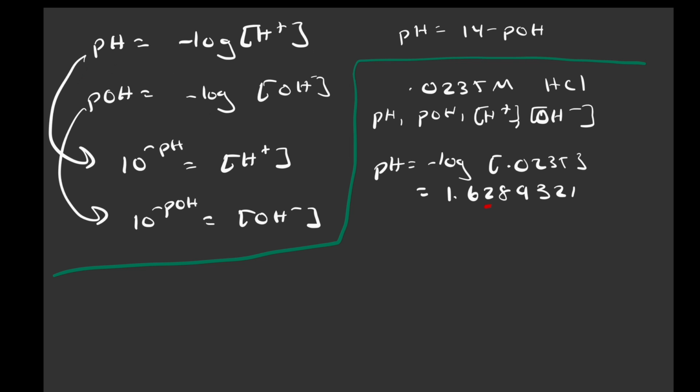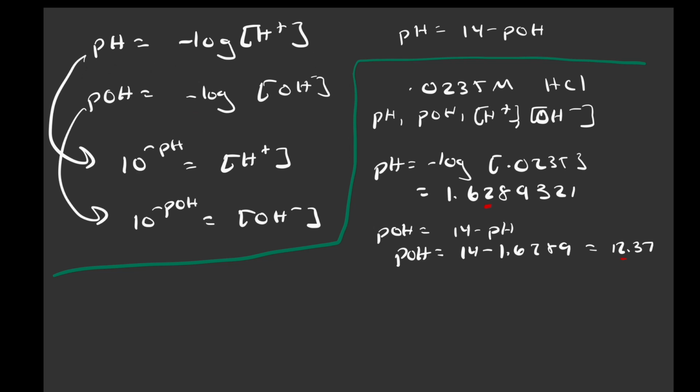So then how do we get pOH? Well, we know that pH has to be equal to 14 minus pOH. We can rearrange that equation and say that pOH is equal to 14 minus pH. If you know what pH is, now we just plug it in. So pOH is equal to 14 minus 1.6289, all of that, and that's going to get us 12.37. Keep up the sig figs here, so we want to make sure we round it to here. But in this case, it's fine to leave it like this.